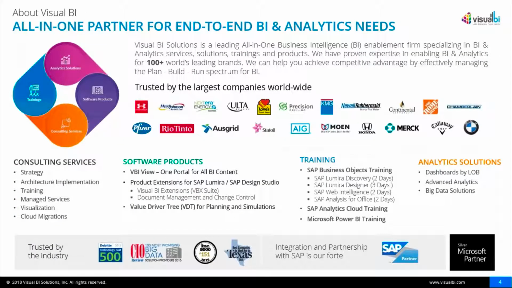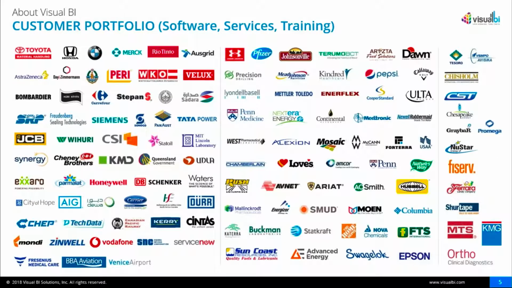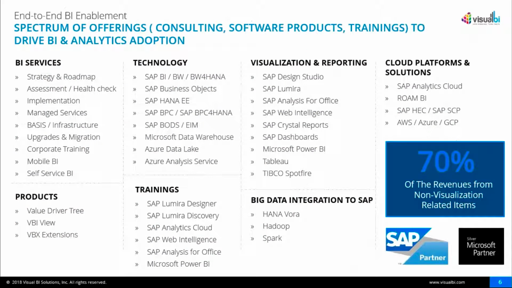So Visual BI is an end-to-end BI and analytics company. We do consulting services, we have software products, we are into training, and we do analytics solutions. I'm very proud to say that we are one of the companies who are both SAP partner and Microsoft partner. We have about 100 customers across the different portfolios that we have. And we have a gamut of offerings as we see here. And interestingly, 70% of our revenues come from non-visualization initiatives that we drive.